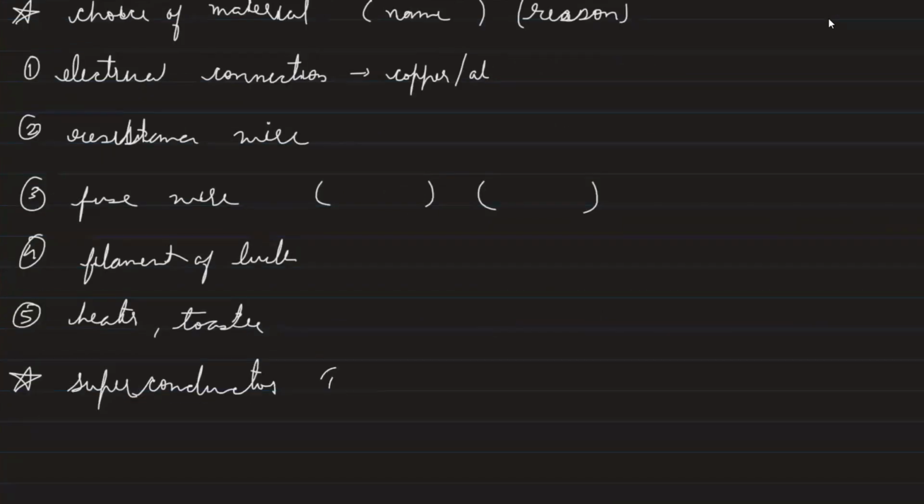In superconductors also, you need to know the definition, and you need to know examples with the temperature. As the name suggests, superconductors offer zero resistance at very low temperature. Zero resistance can also be written as infinite conductance. The examples are mercury below 4.2 Kelvin, niobium below 9.2 Kelvin, and so on. So you need to know the examples along with the temperature.